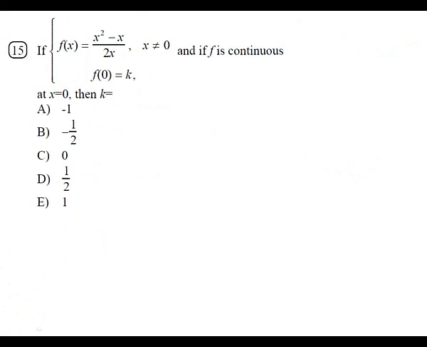You want me to do 15? Okay. So we've got the function. If f is continuous at x equals 0, then k equals. So it's very similar to what we did before.